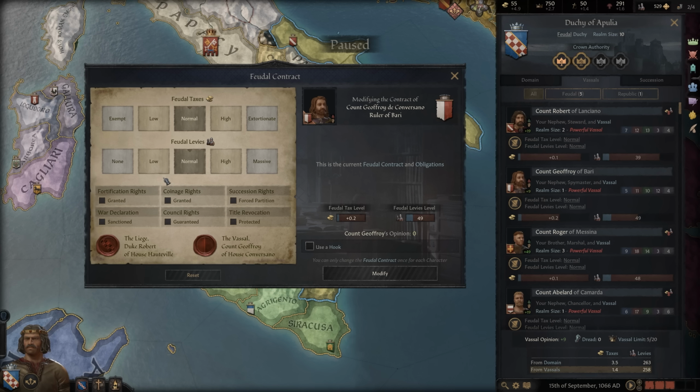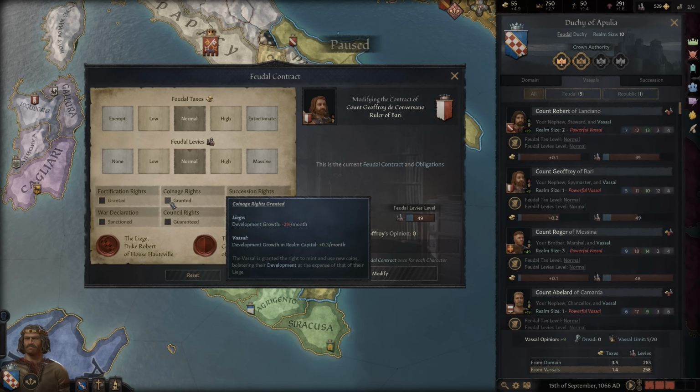Now the rights, these basically are things that you are giving to your vassal in exchange for something or another. Coinage, for example, the liege, myself, will have development growth of -2% a month, but the vassal development growth in realm capital is increased by 0.3 a month. So if you have very high development, maybe you go ahead and do this and it increases the development in your vassals' counties, and that will increase their amount of taxes and levies that they will then give back to you. So that's when you would use coinage.